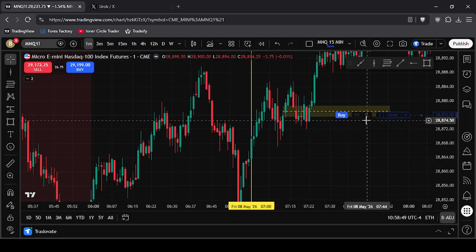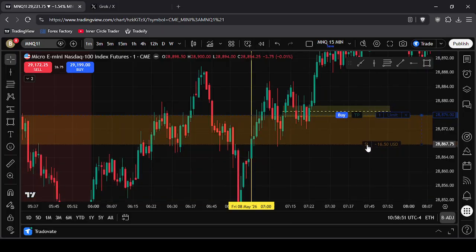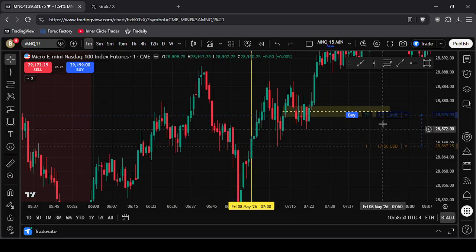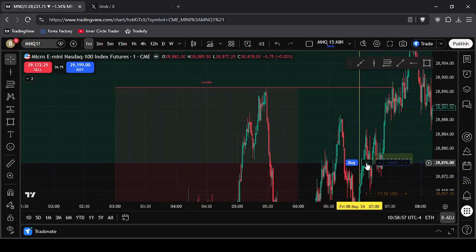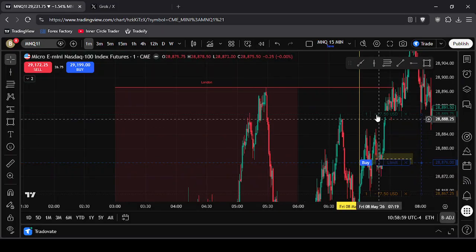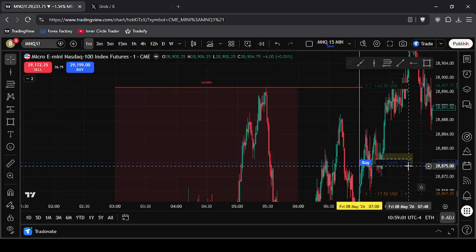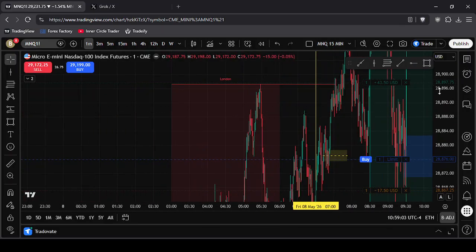In trading, over-leveraging is your worst enemy. If you trade just a micro, I'm losing 17. I'm targeting the closest buy side. In here, 27 for 17, good. And in here, 43, and it compounds.